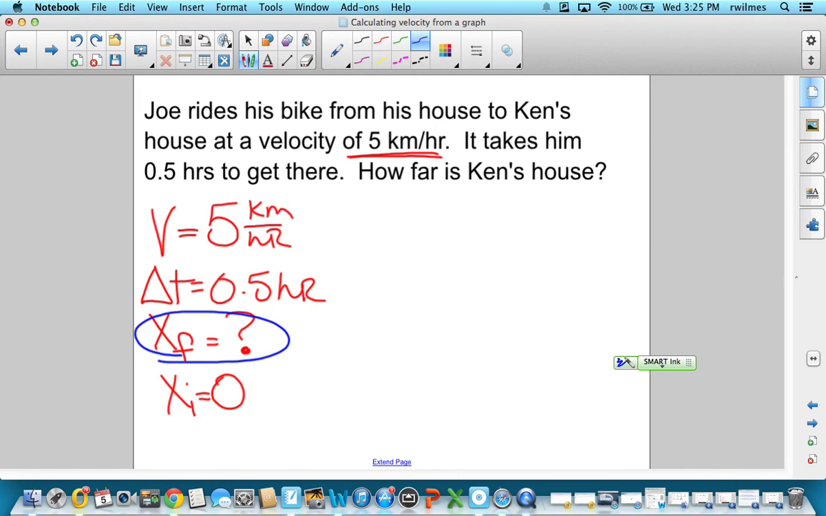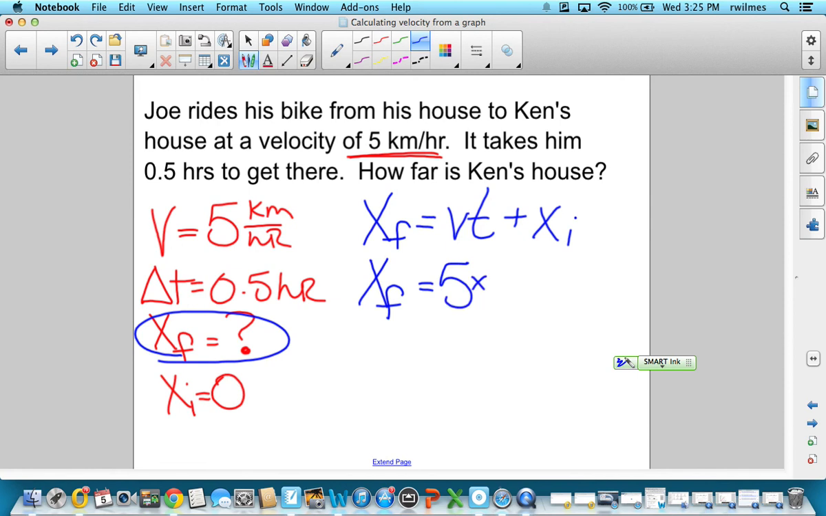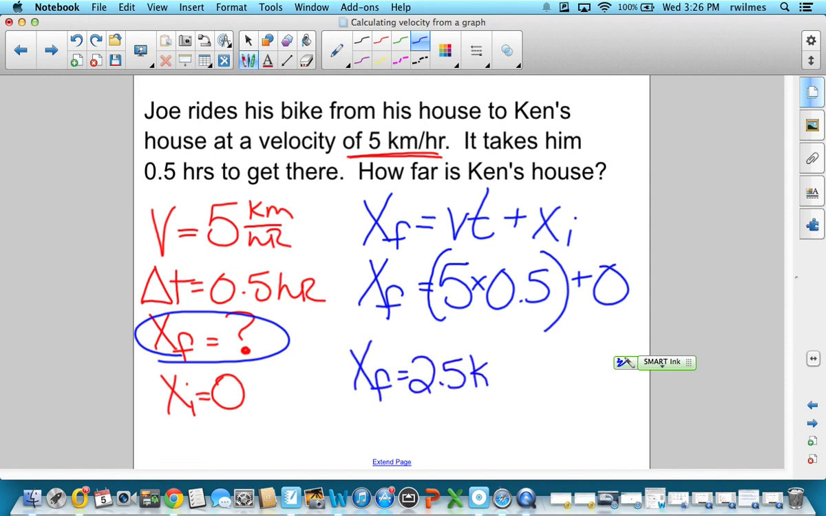That means I'm going to go to the final position formula and write it down. Velocity multiplied by time plus the initial position. Now what we've got to do is plug ours in. Final position equals velocity, in this case, is 5, times time, which is 0.5, plus the initial position, which is 0. So I'm going to take 5 times 0.5, and I believe that comes out to 2.5. So my final position is equal to 2.5 kilometers. All right, now you try 2 problems.